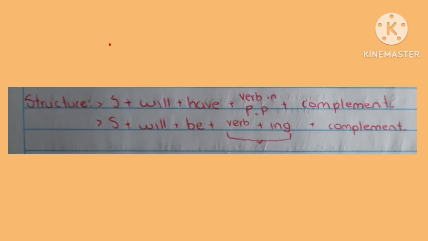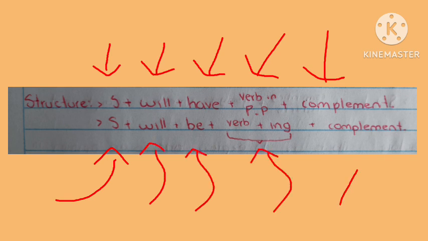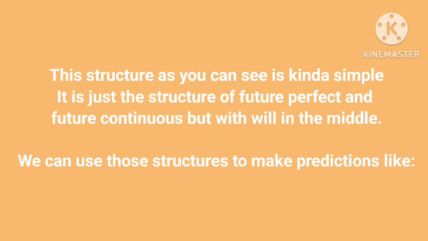For future perfect we have the subject, then we add will, then we add have, then we add our verb in past participle tense, and we end with our complement. For the future continuous structure, we have the subject plus will plus verb to be plus the verb with ing, and we end with our complement. This structure, as you can see, is kind of simple. It is just the structure of future perfect and future continuous, but with will in the middle.